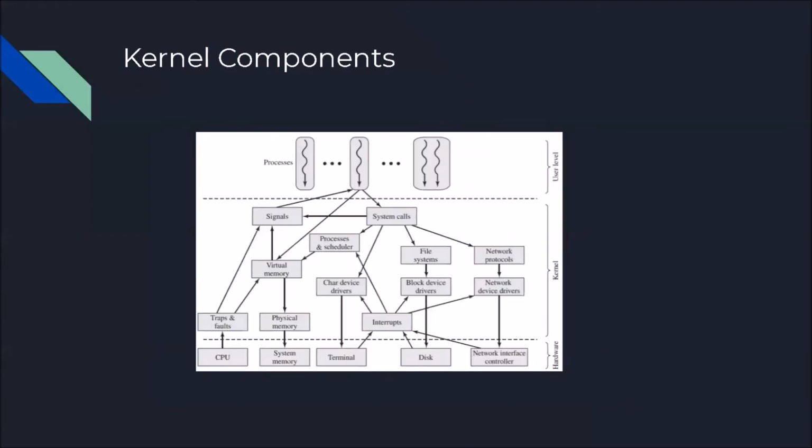Kernel components. The figure shows some processes running on top of the kernel, and each box indicates a separate process, while each curly line with an arrowhead represents a thread of execution. That's because in Linux there is no distinction between the concepts of process and thread.